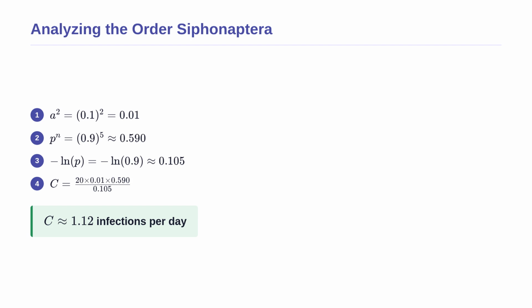Squaring the biting rate gives a very low 0.01, but because the incubation is short and survival is high, 0.9 to the power of 5 shows a massive 59% of fleas survive to become infectious. The mortality rate is the negative natural log of 0.9, which is 0.105. Calculating the final capacity, we get 1.12. This means one infected host leads to more than one new infection per day, indicating a rapidly growing outbreak.